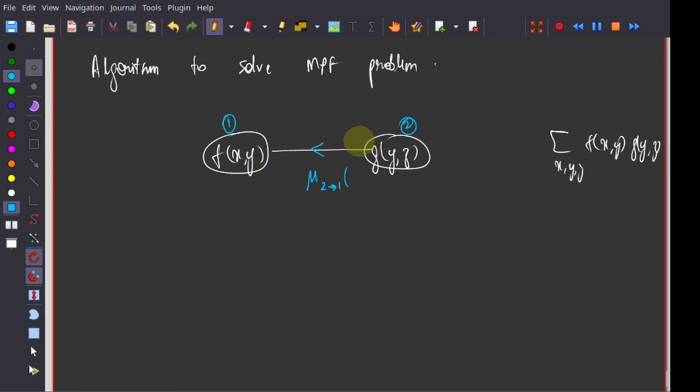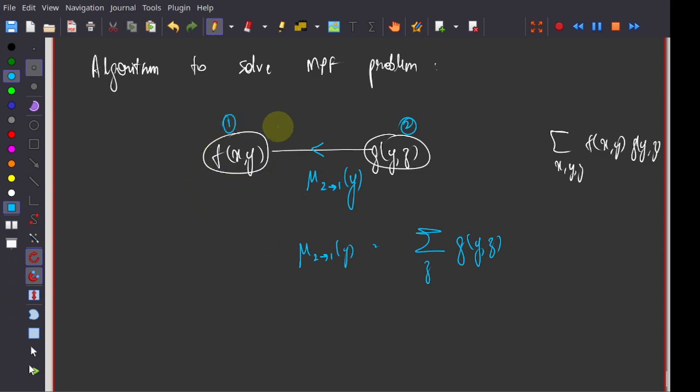So remember that each edge could be labeled by the variable which is common to both functions. In this case, it is y. Y is common to both functions. So this is going to be a message which is a function of y, or a vector indexed by y. Okay. And what is this message going to be? This is going to be a summation of whatever it has, p of z, some overall possible z. Okay. Let's say that we get this.